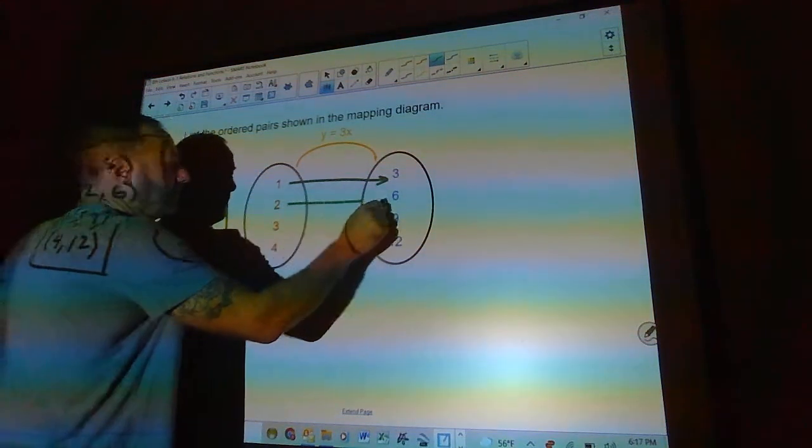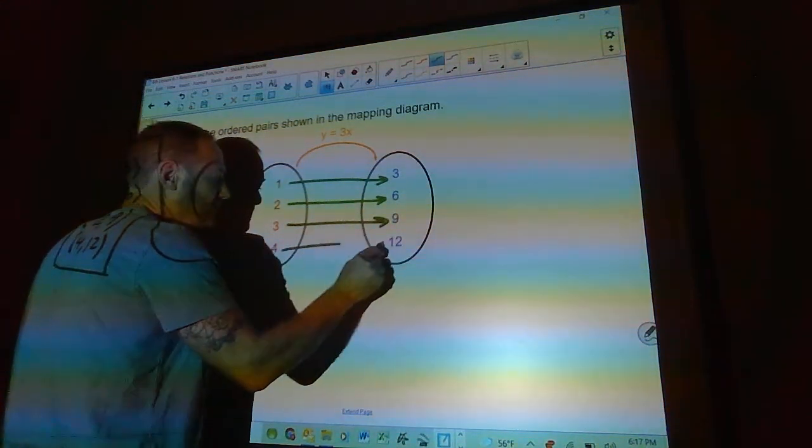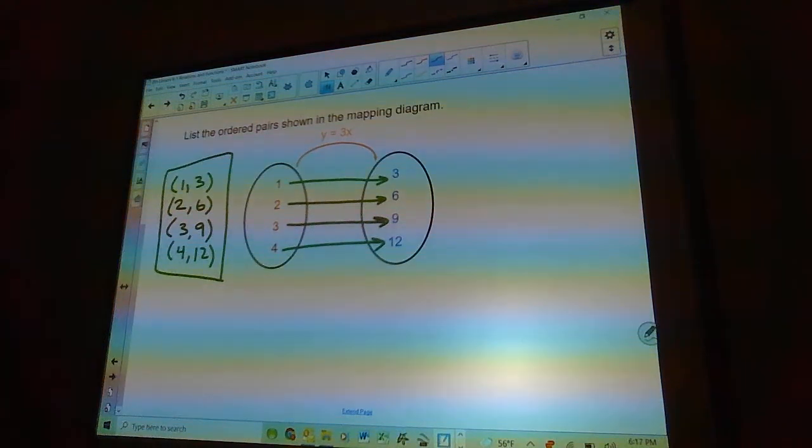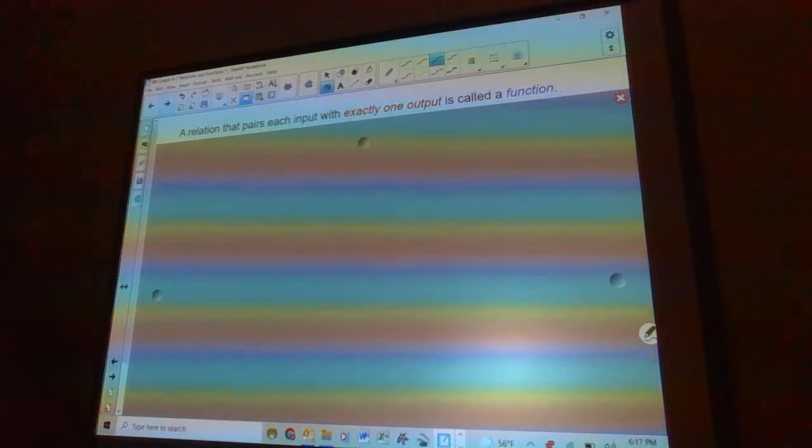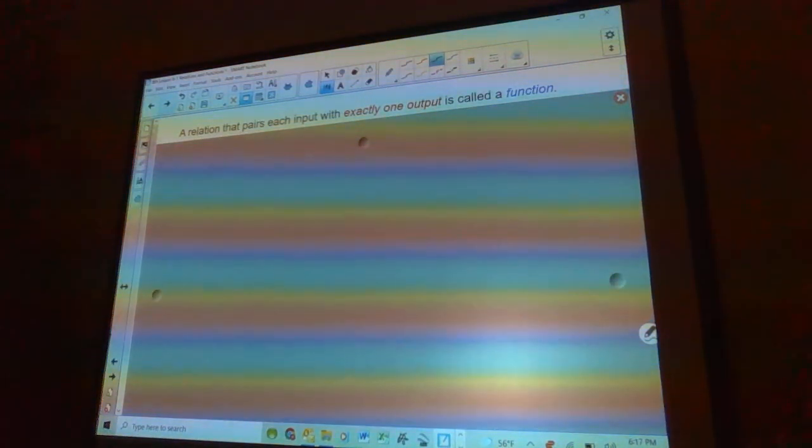All these go just like this. Pretty simple. Now, a relation that pairs each input with exactly one output is called a function.